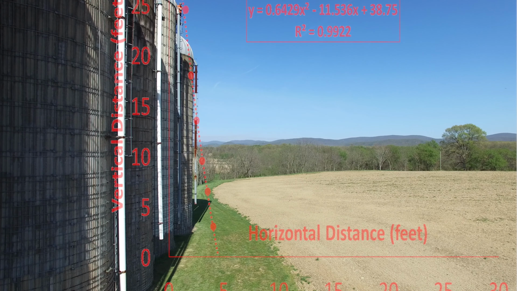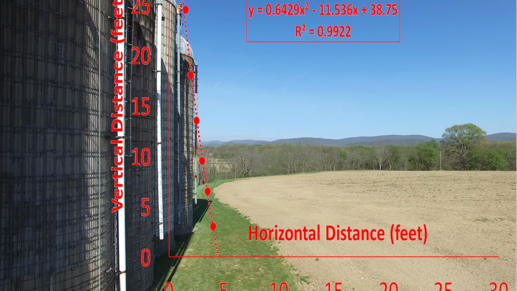When the side view is overlaid with a grid, the path of the ball can be graphed in a 2D plane as a second-degree polynomial function.